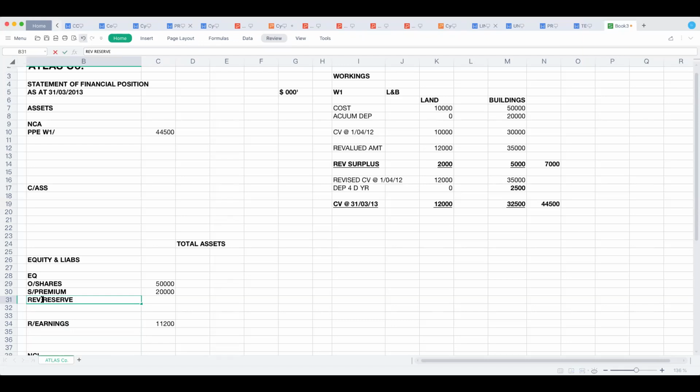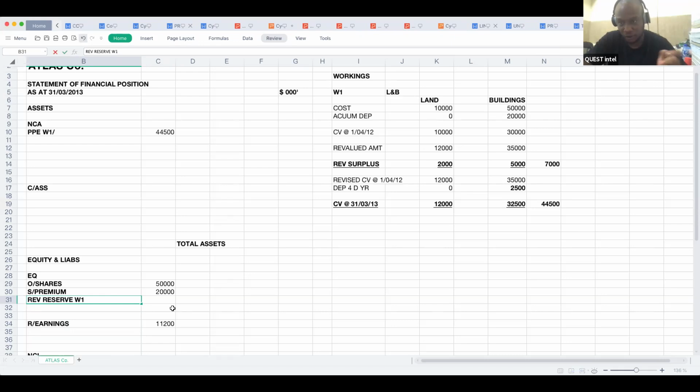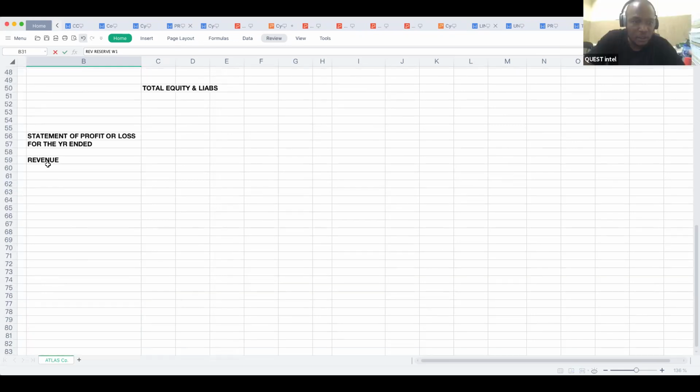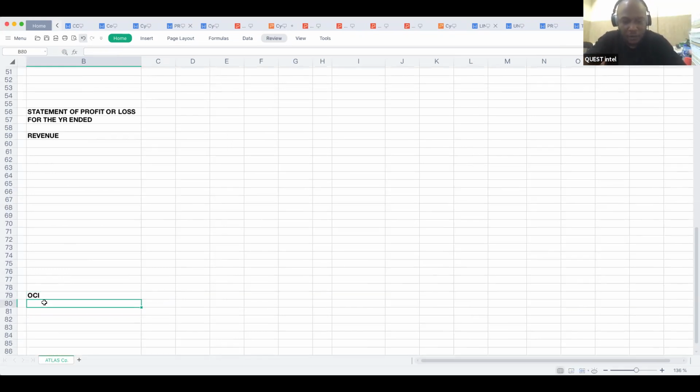work one. Surplus. Okay. The reserve. The surplus is the surplus. The reserve is the reserve. Remember that this surplus, if you go downstairs, so revenue, we go downstairs. After the profit after tax, we'll have other comprehensive income. And under other comprehensive income, we'll have our revaluation surplus. So that's where we can call it surplus.